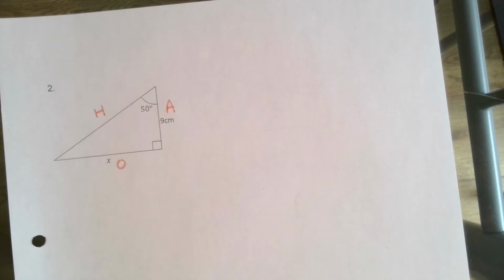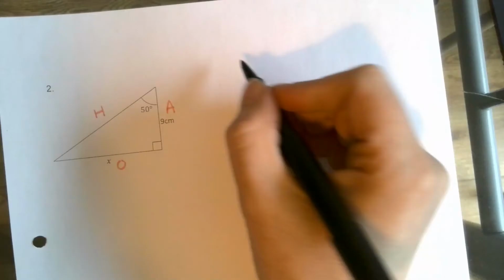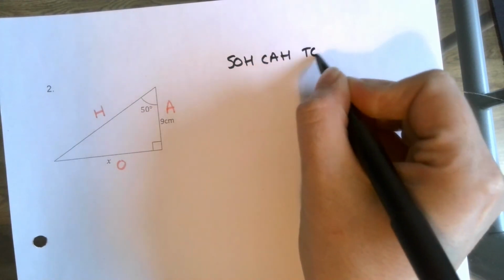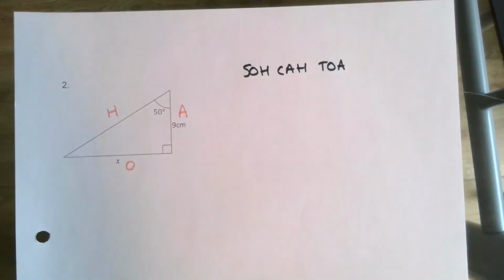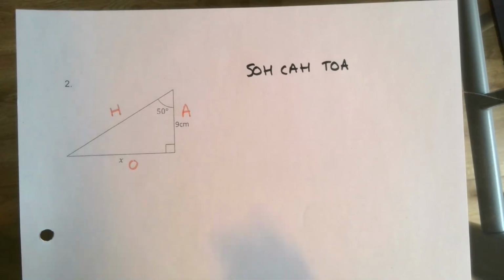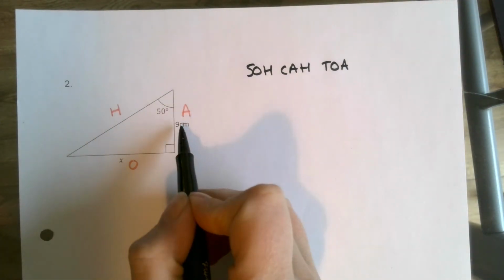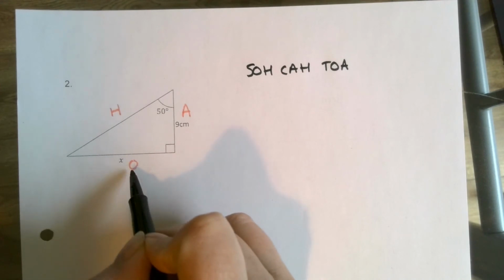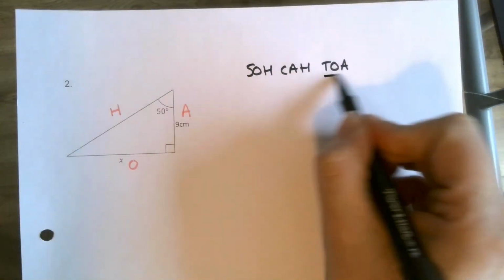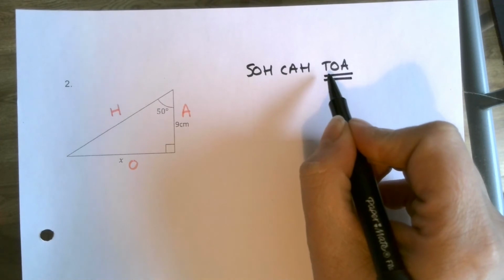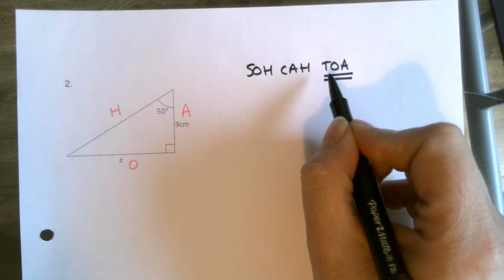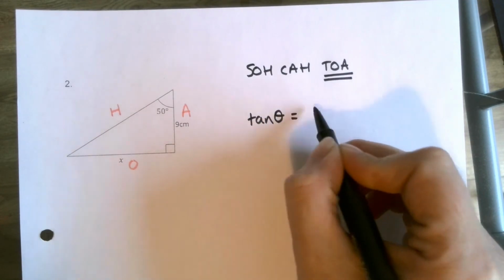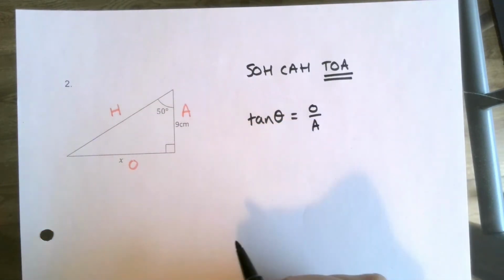So we need to figure out whether we're using sine, cos or tan. So SOHCAHTOA. Okay. Now we've got A is 9 and we're being asked to find the opposite, so we're using O and A, so that tells us that it must be tan that we're using. So start off writing out the rule for tan. Tan theta equals O over A.